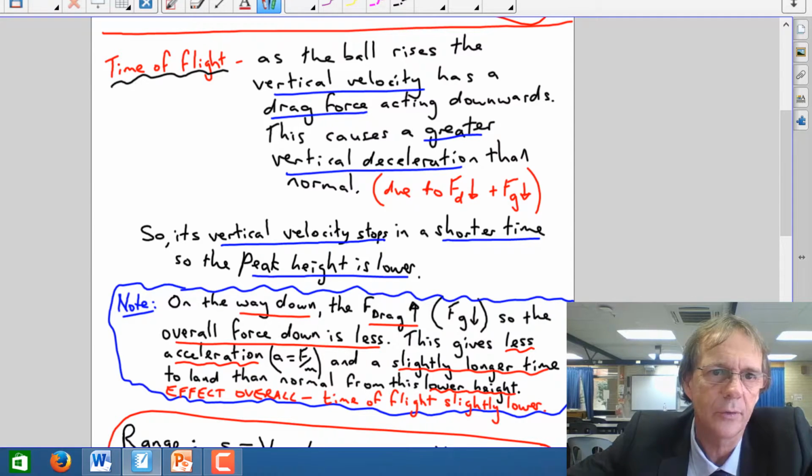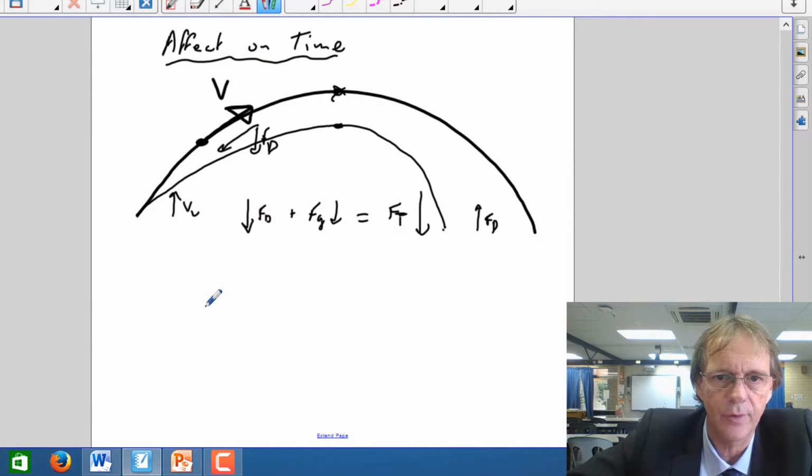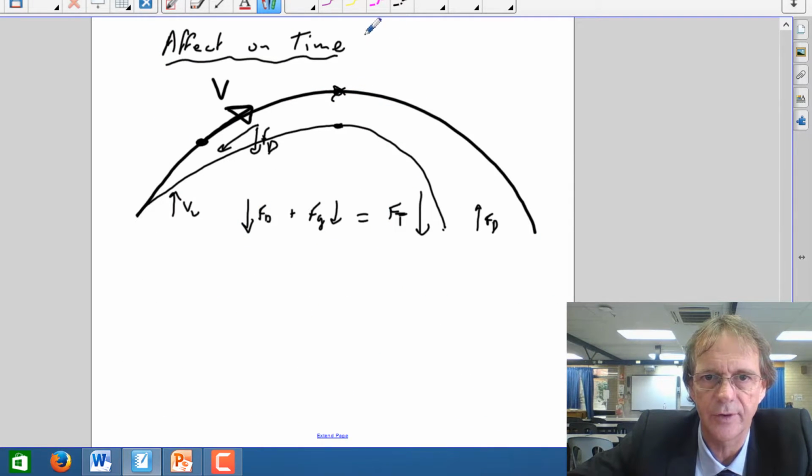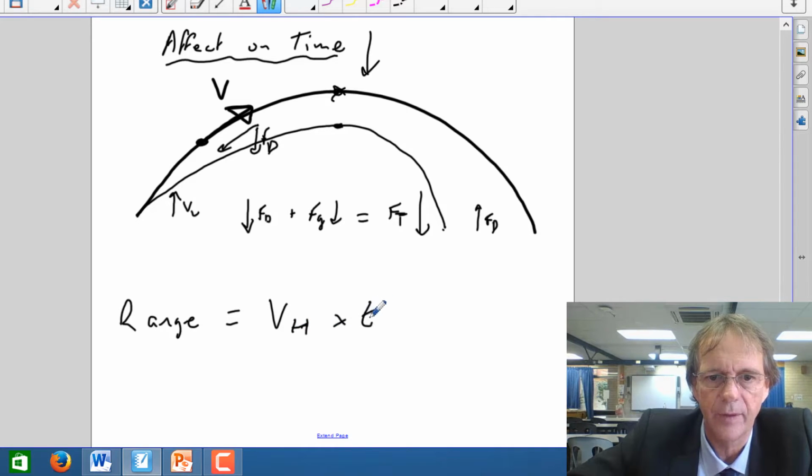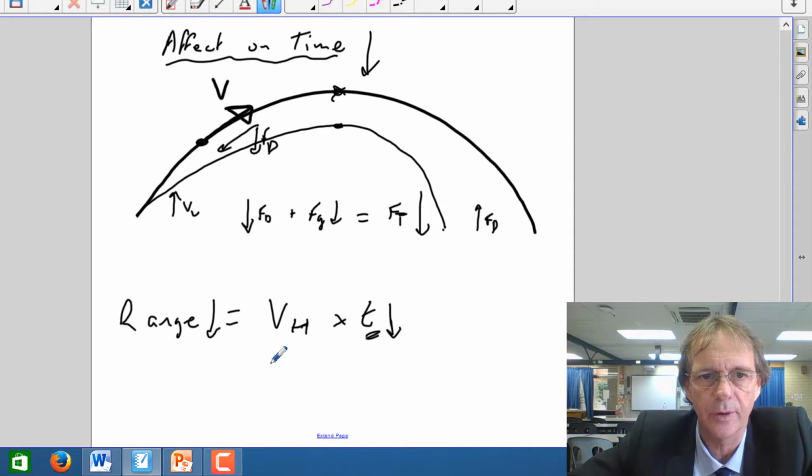So what's it going to do to the range then based on that? If you look at the range here, the time is going to go down. The range is basically horizontal velocity times by time. And don't forget we already have a reduced time, so naturally the range is going to go down. But you've got another problem as well.